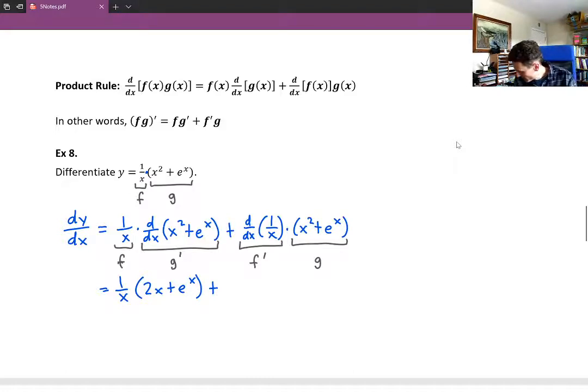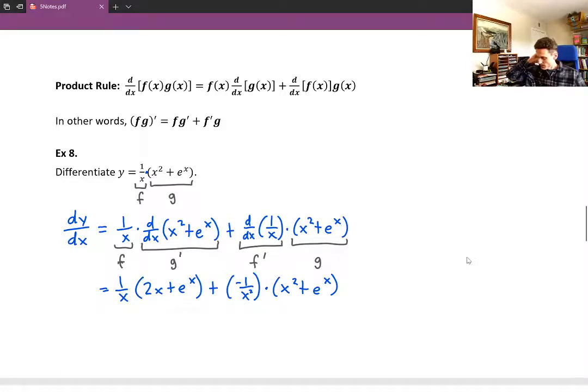And for the derivative of 1 over x, we actually did that in a previous example, and we got negative 1 over x squared. Here, just to remember how that works, you would take the 1 over x, rewrite it as x to the negative 1, and then use the power rule. So then we have times x squared plus e to the x. Remember g, the second function, we're leaving alone for the second part here.